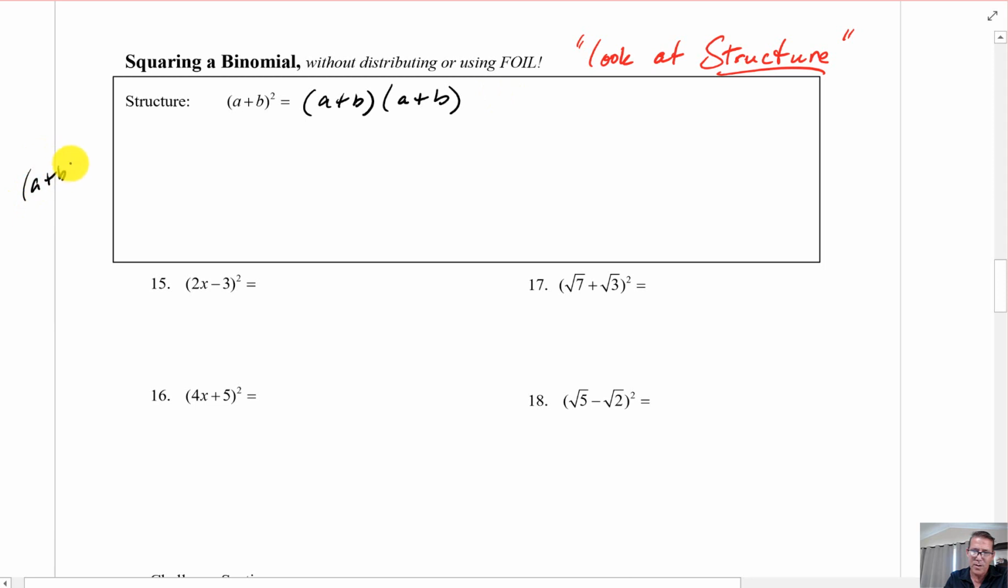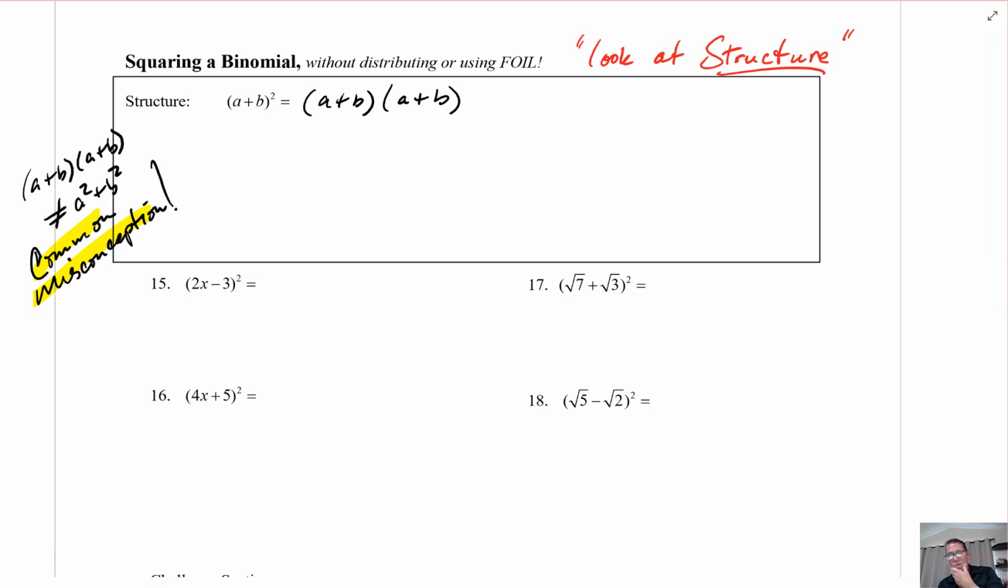Okay, a plus b times a plus b does not equal a squared plus b squared. This is a common misconception. Any teacher has seen this a billion times. So let's highlight that. This is a common misconception. It is not equal to a squared plus b squared. It's just flat out not. I'm going to show you. Okay, so here we go.